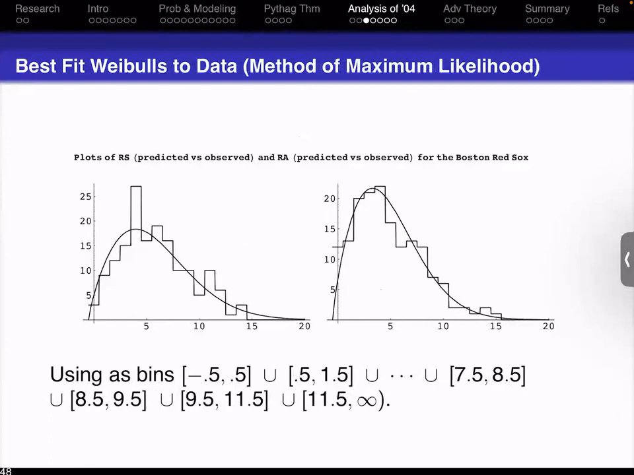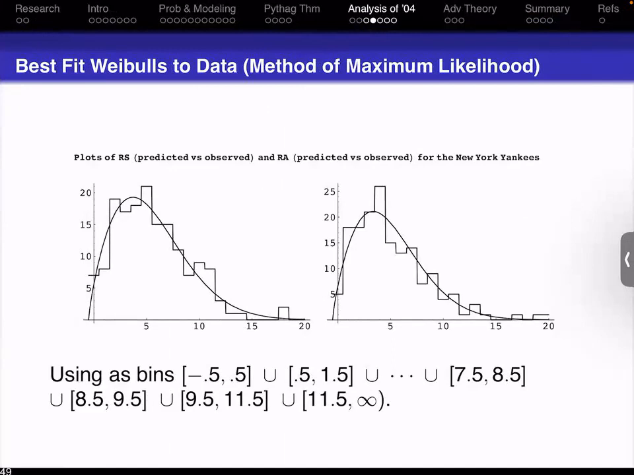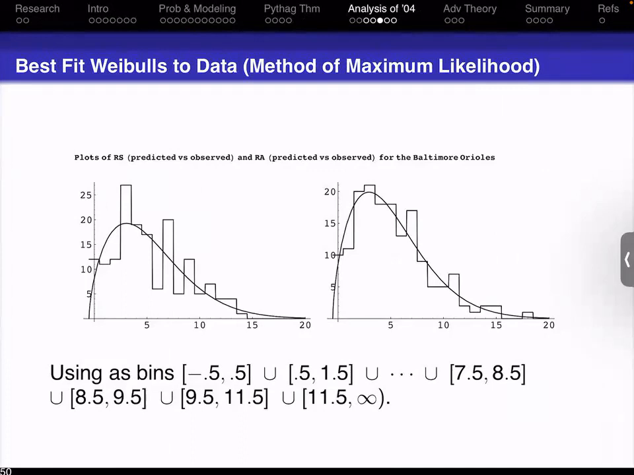Okay, so here's the Red Sox again. Here's the New York Yankees. Good job or bad job? I think pretty good. What about the Baltimore Orioles? Yeah. Overall, I think the runs allowed seems to be doing a little bit better job than the runs scored. Now, the runs allowed, you're averaging over more teams than just yourself.